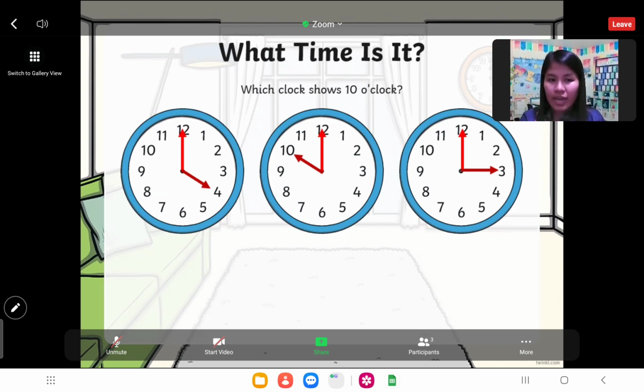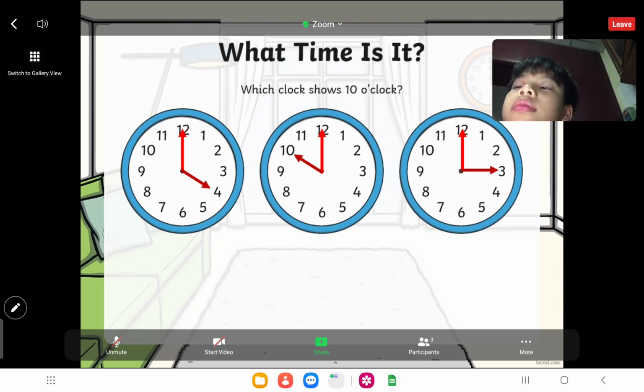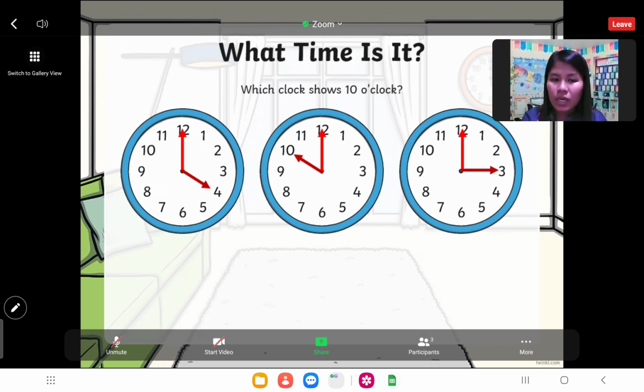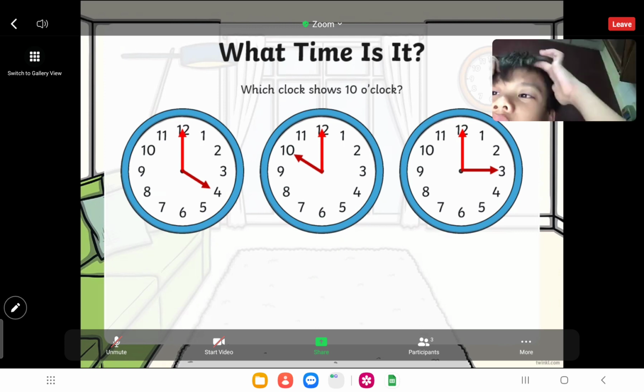Yes. Okay, how about this one? What time is this clock? What time is showing on this clock? The shorter arrow is pointing at 4. Again, the shorter arrow is pointing at 4. And the longer arrow is pointing at 12. So what time is it? Number 2.